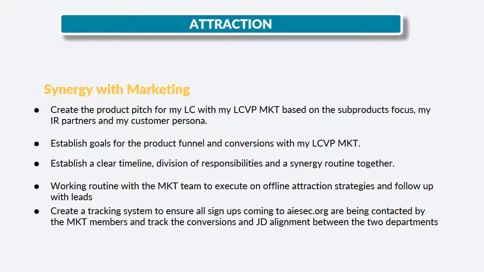Working routine with the marketing team to execute an offline attraction strategy and follow up with leads. And create a tracking system to ensure all the signups are coming from isec.org and are being contacted by the marketing members, and track the conversions and the GD alignment between them.